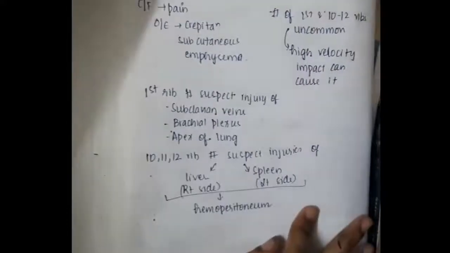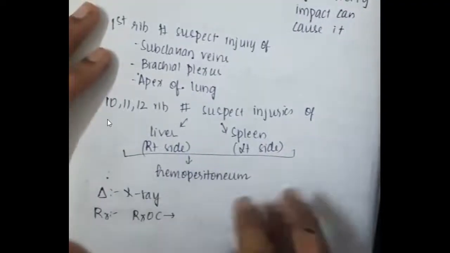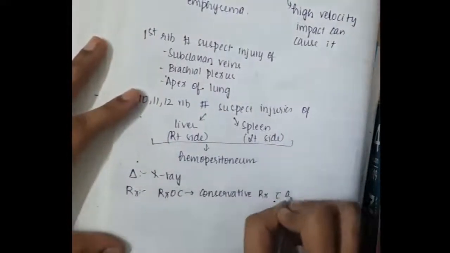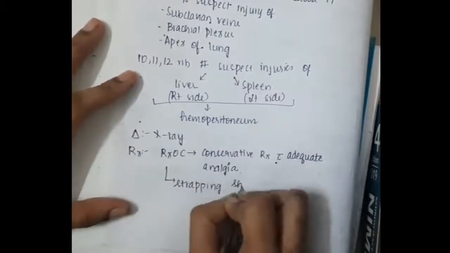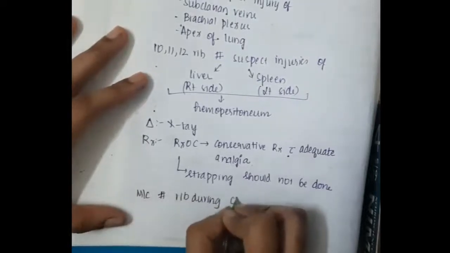Chest x-ray can be done for diagnosis. The treatment of choice is conservative treatment with adequate analgesia, and strapping should not be done. In olden days, whenever there was a rib fracture, strapping used to be done, but now we do not do any type of strapping. The most common fractures of ribs which you see during CPR are of the 4th to 6th ribs. So this is about rib fracture. Thank you for watching.